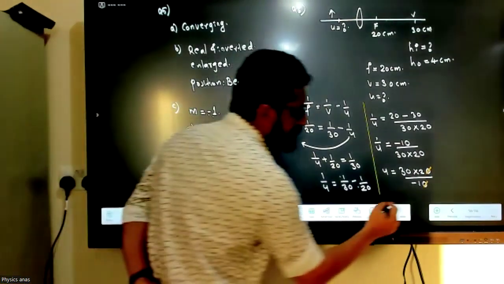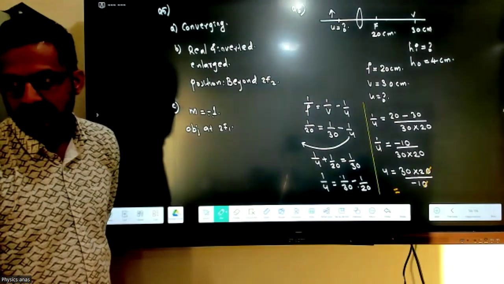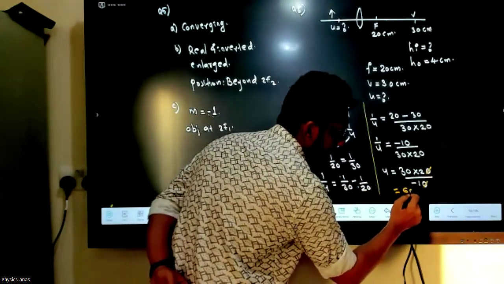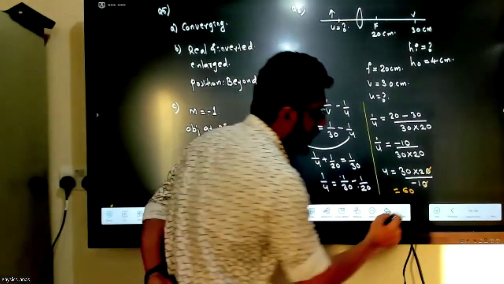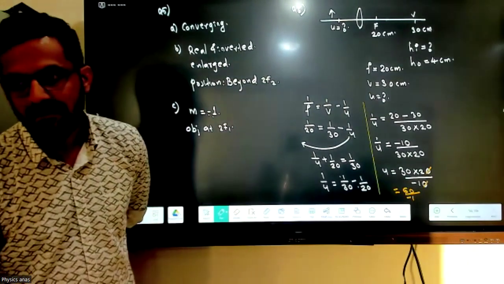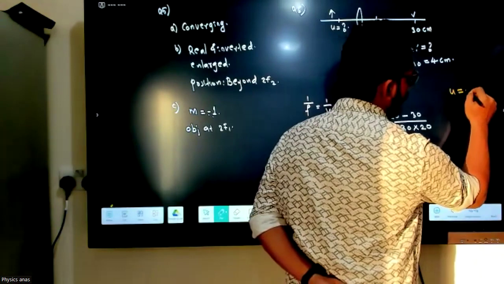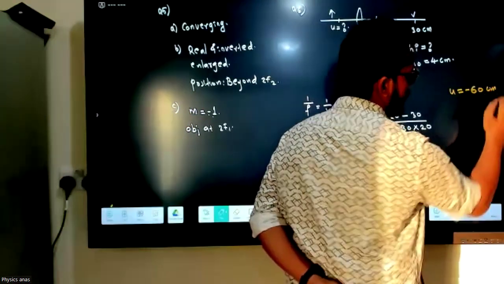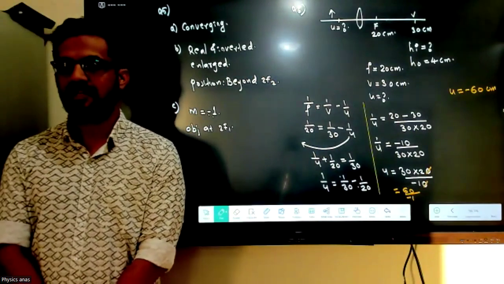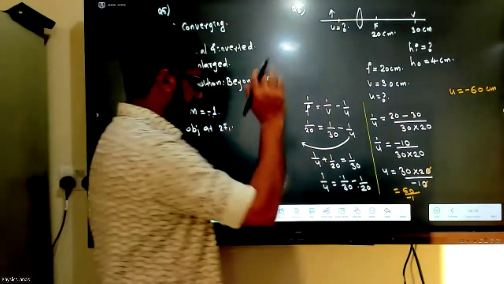Now this is 30 into 2 divided by minus 1. 30 into 2 is 60, and 60 divided by minus 1 is minus 60. So u will be minus 60 centimeter. Did you understand the calculation part? That's minus 60.